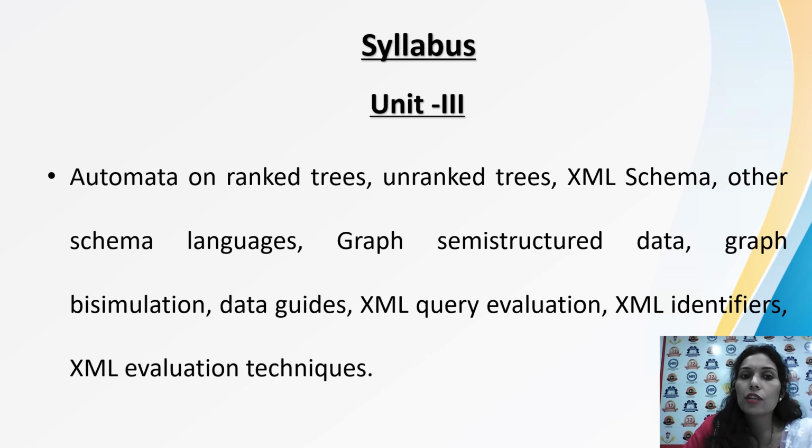Then in unit 3, there are automata on ranked trees and unranked trees, which is part of finite automata. Then XML schema languages, which define the XML document structure. And graph semi-structured data and bisimulation, which provide the structural condition to characterize it from an external observer. Then there are XQuery evaluation, XML identifiers, and XML evaluation techniques. That is a combination of two steps: translating the XML query into a relational query, and then evaluating that query on the tables representing the XML document.